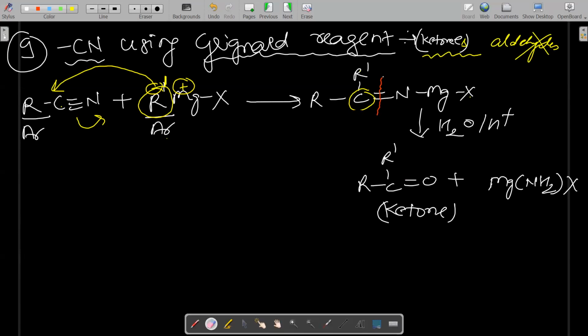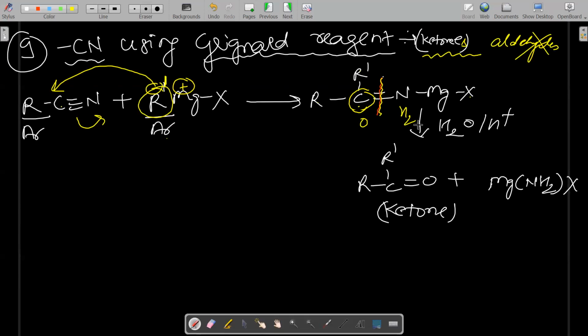So after hydrolysis in acidic medium, there is a formation of what? This R, C, R dash, double bond O. So this bond cleaves over here and oxygen attached to this. So we get ketone and this hydrogen attached to here. So we get MgNH2X as a byproduct. So this method is basically preparation of ketone.